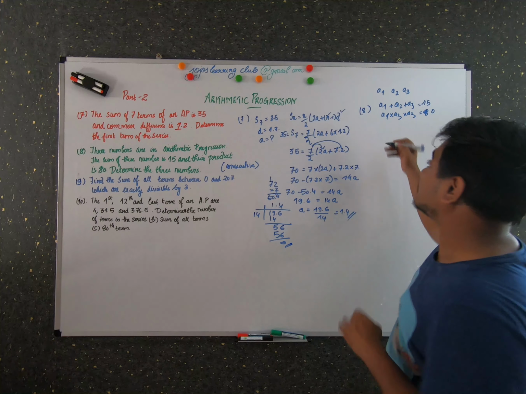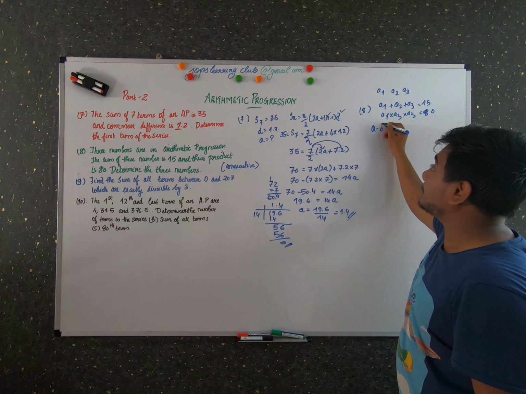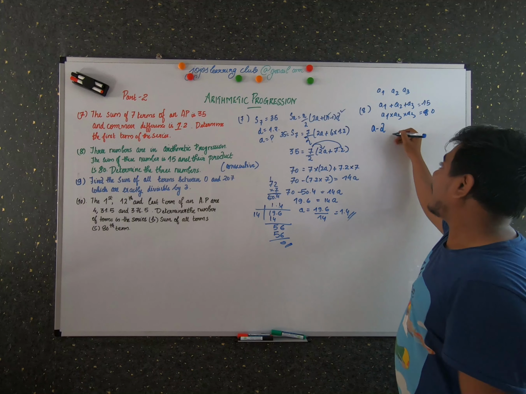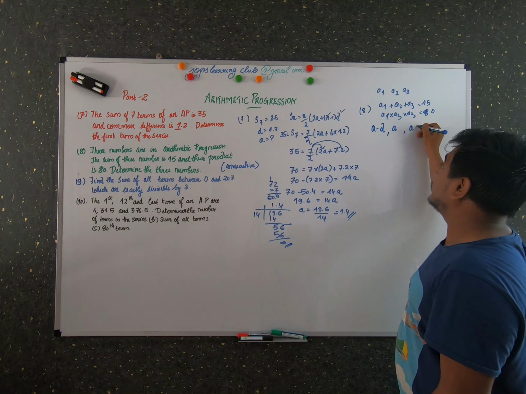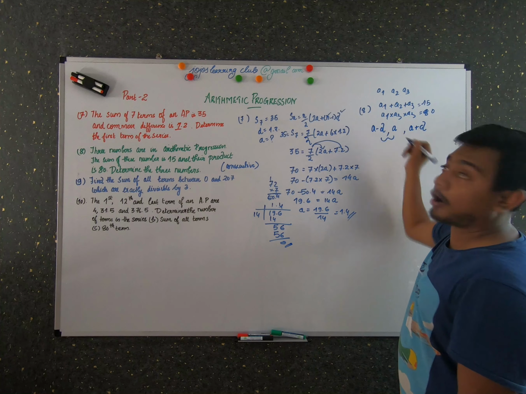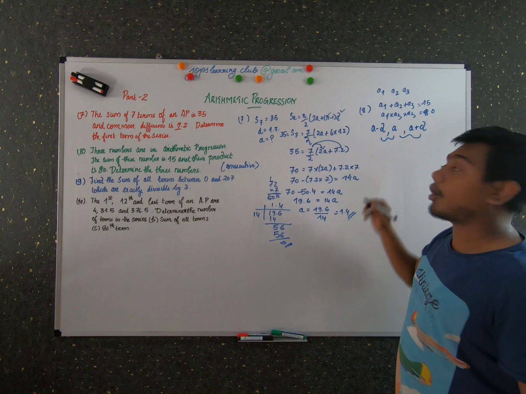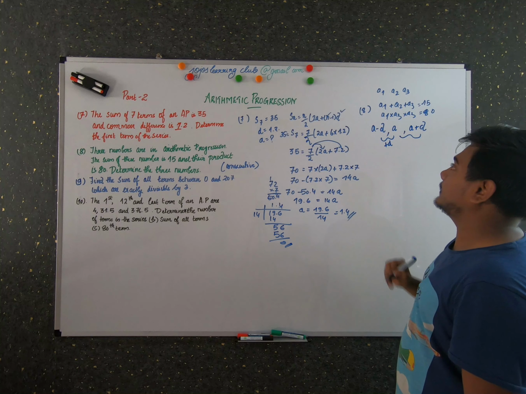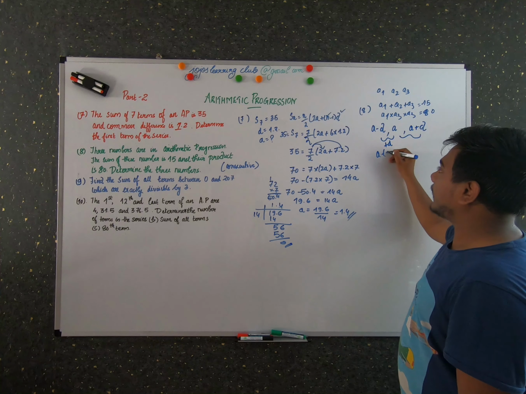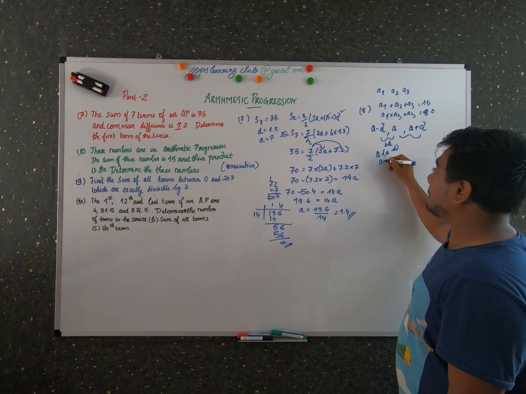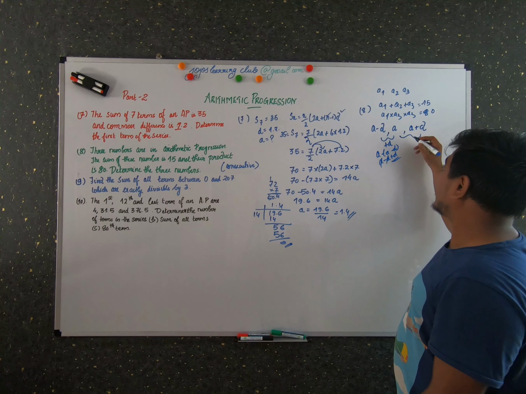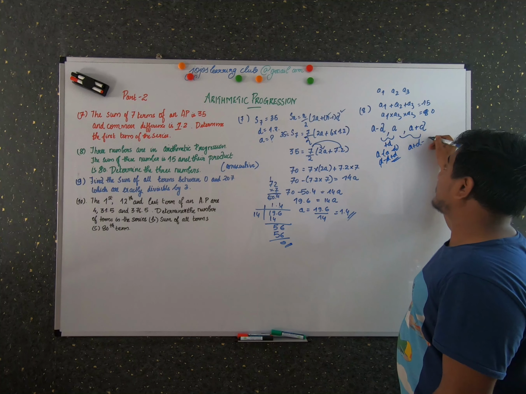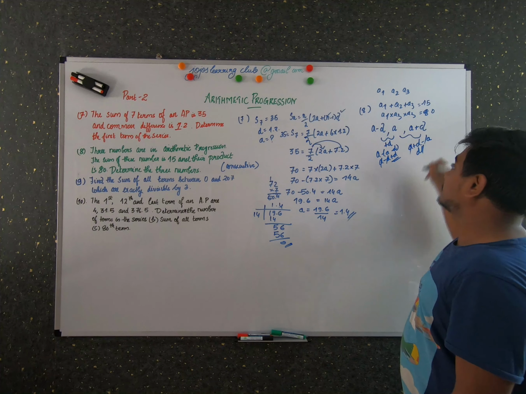So I'm going to take the expression in such a way that the first term is a minus d, the second term is a, and the third number is a plus d. You can check the common difference in all of these. The common difference is always d, because a minus of a minus d is a minus a plus d, so the common difference is d itself. And in the second one also, a plus d minus a, the common difference is d.